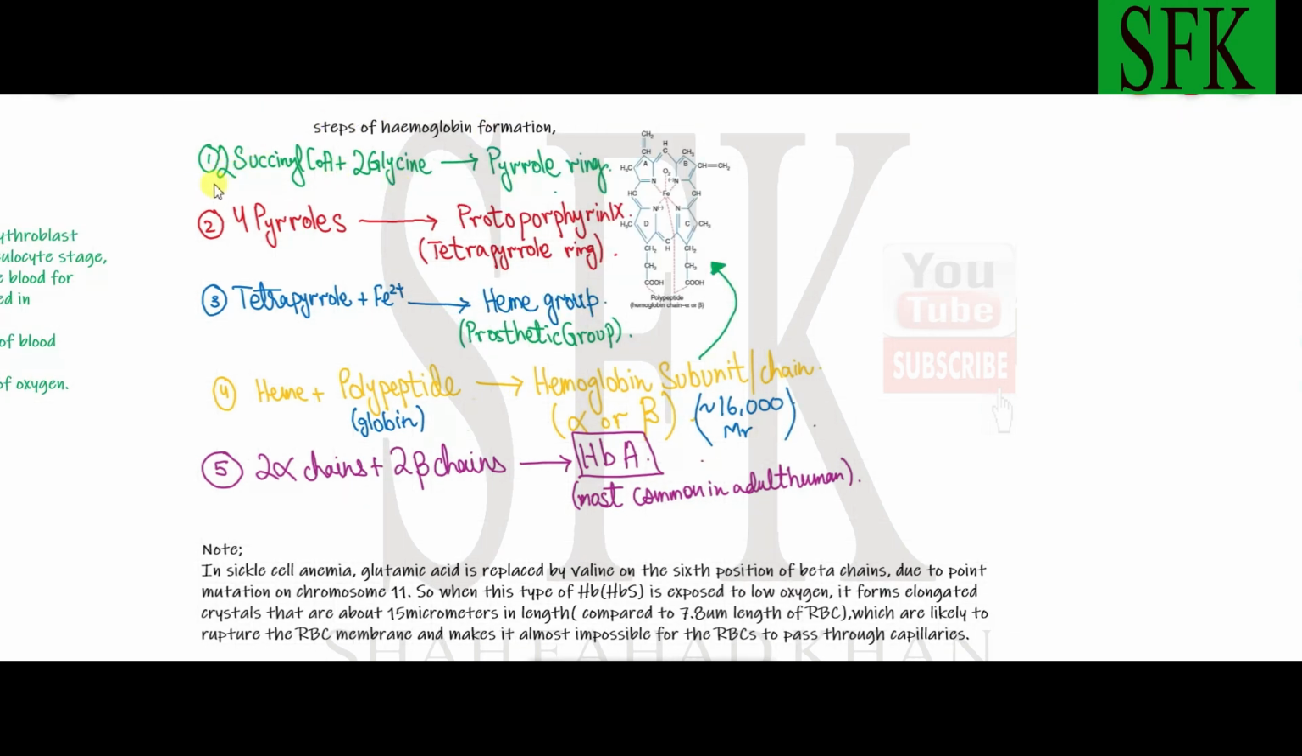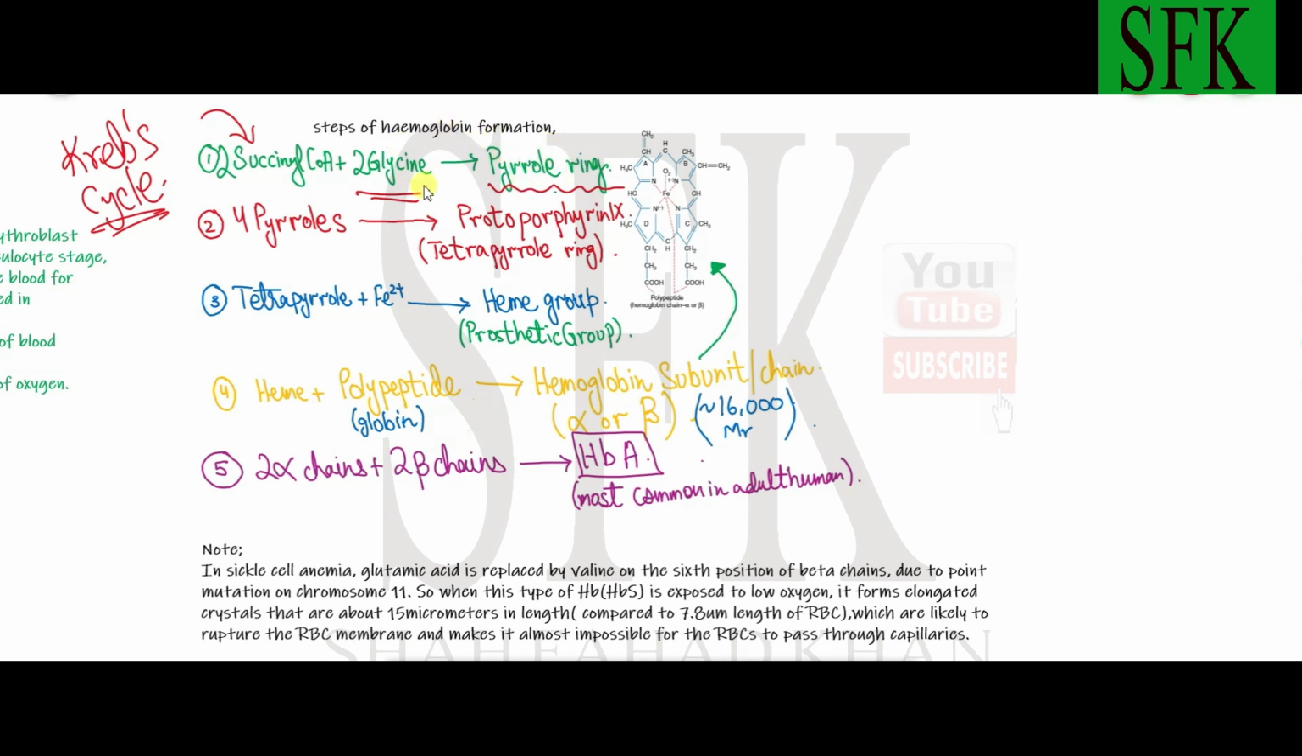First of all, what happens is the two succinyl CoA molecules. These are the molecules that come from the Krebs cycle. Okay, these are made in the Krebs cycle. Two succinyl coenzyme A molecules combine with two glycine molecules. Glycine is an amino acid containing hydrogen as the R group, and they both collectively form a pyrrole ring. Okay, pyrrole is a ring which is formed by two succinyl CoA and two glycine molecules.